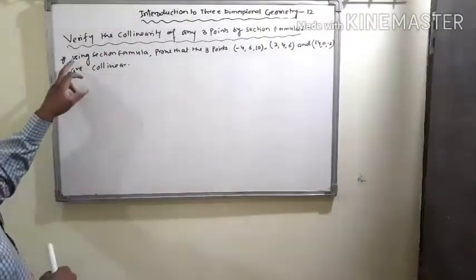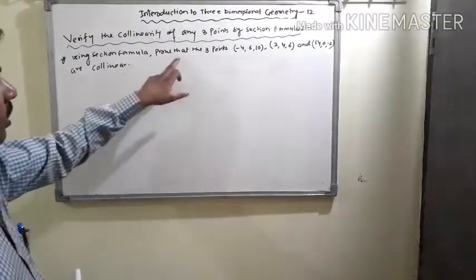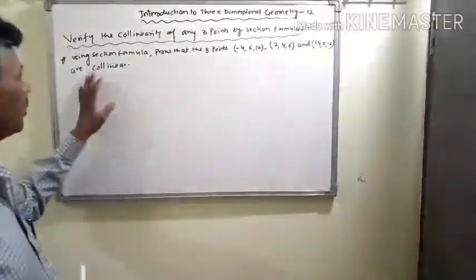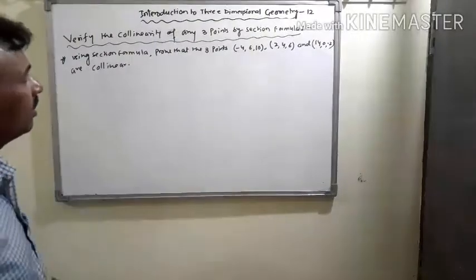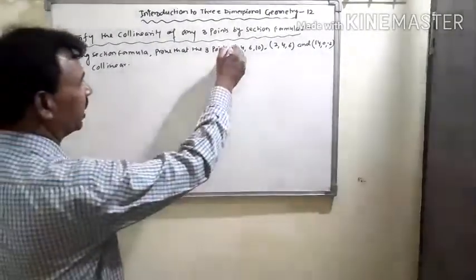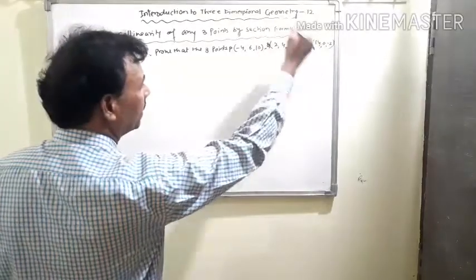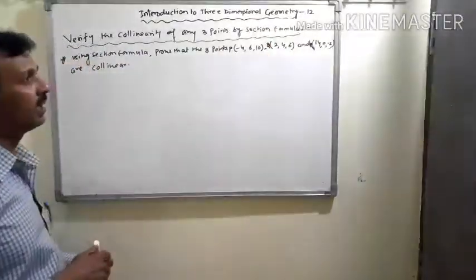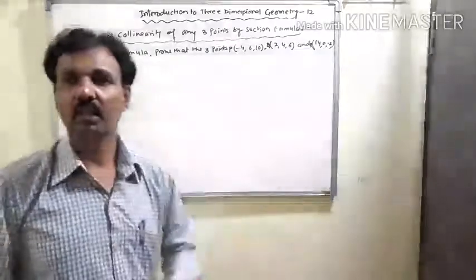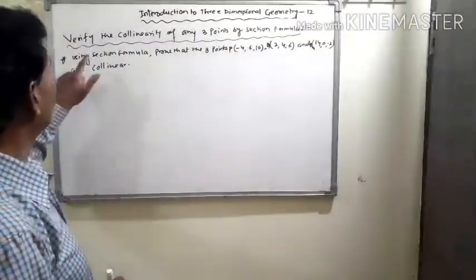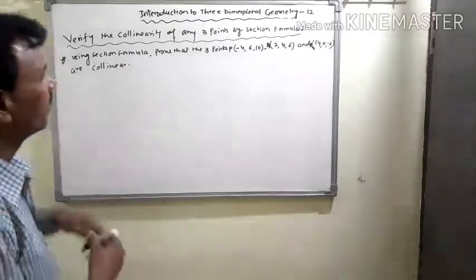Our problem is: using the section formula, prove that the 3 given points are collinear. Suppose this is the point P, this is the point Q and this is the point R. Then we should prove that P, Q and R are collinear, but the condition is that we must use the section formula.